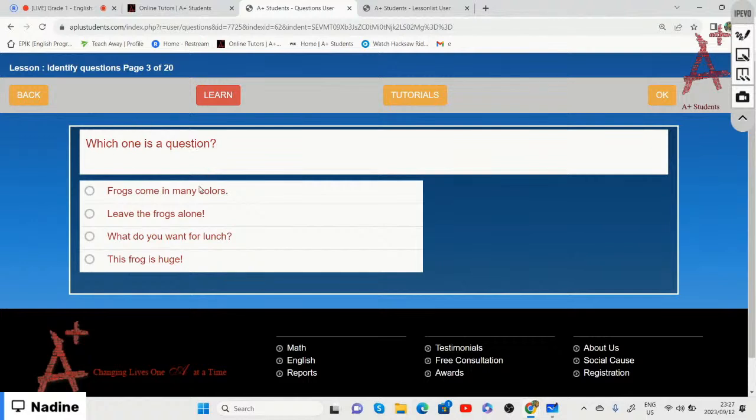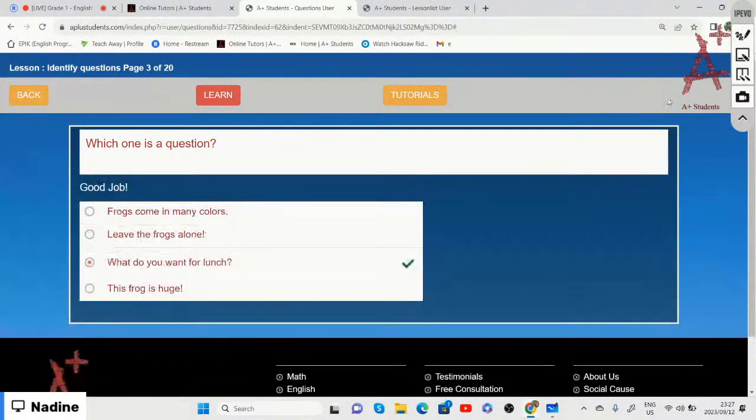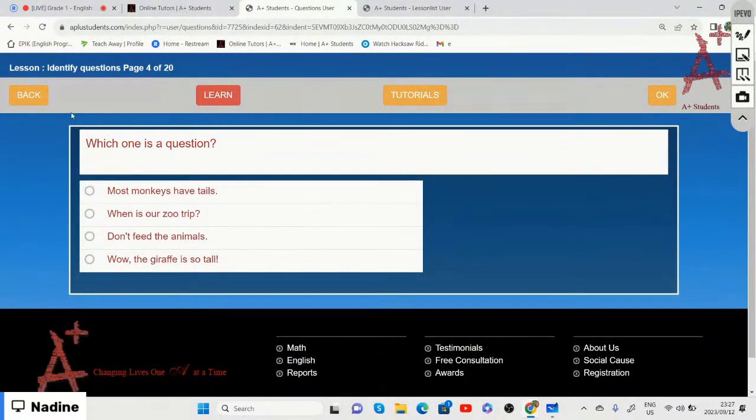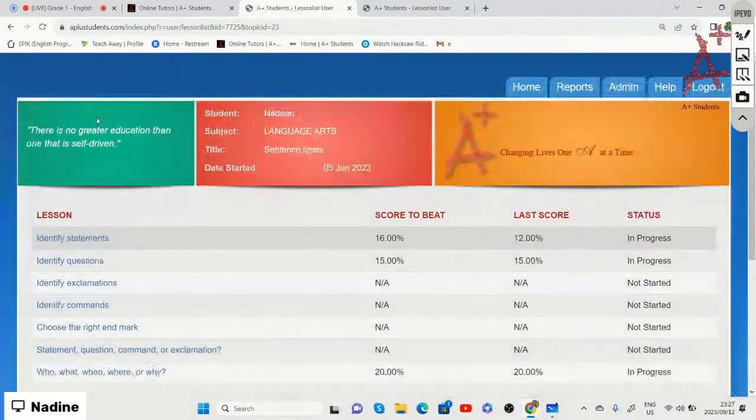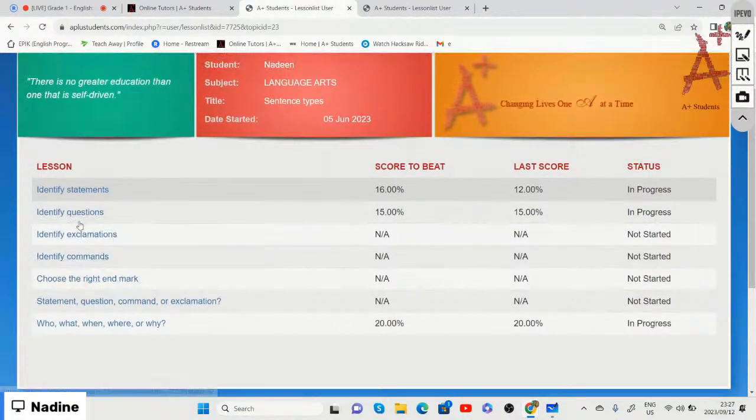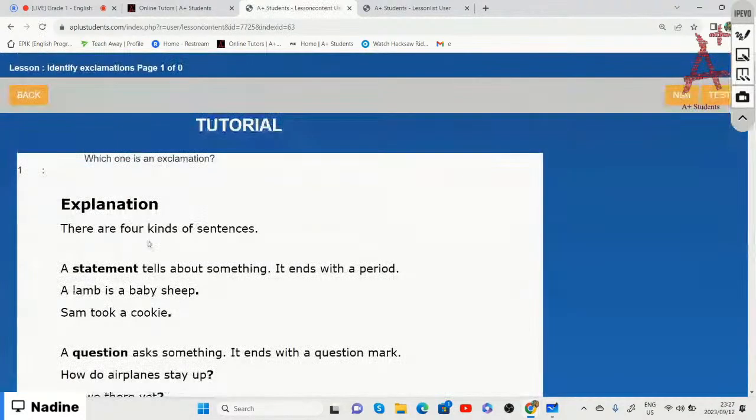All right, so if we choose which one is a question, we will choose option three, "What do you want for lunch?" So well done. All right, so that is us identifying questions. So now we're going to identify an exclamation.